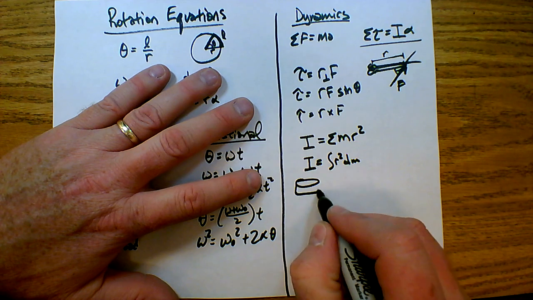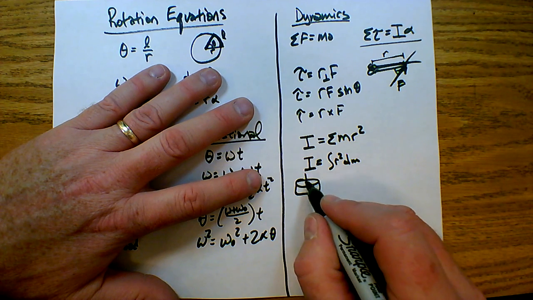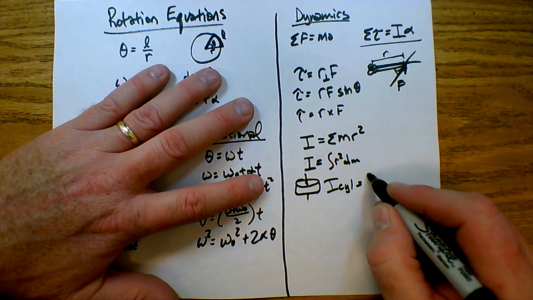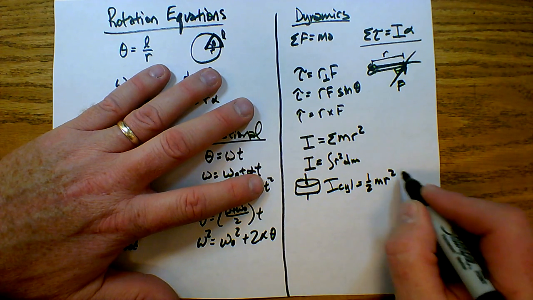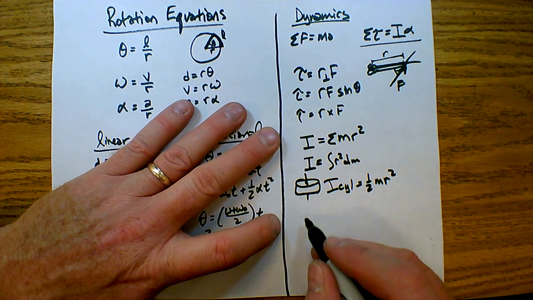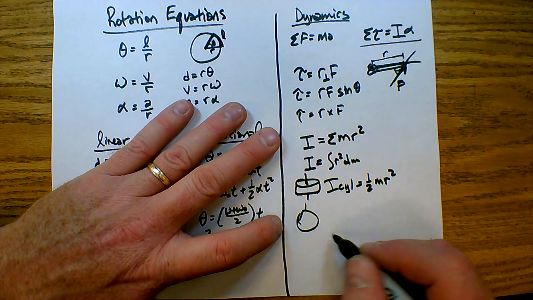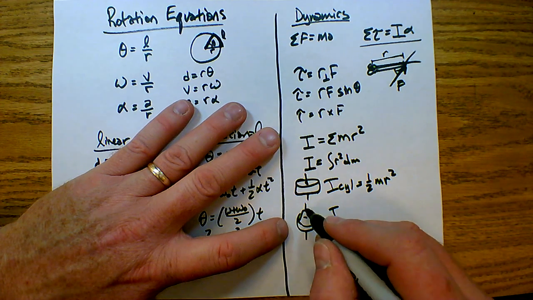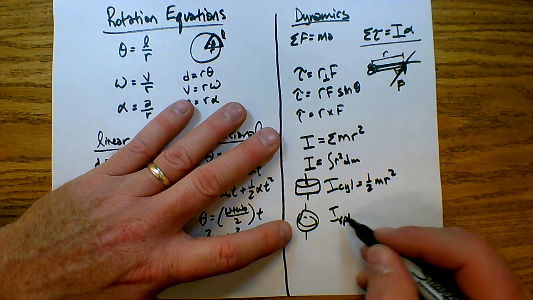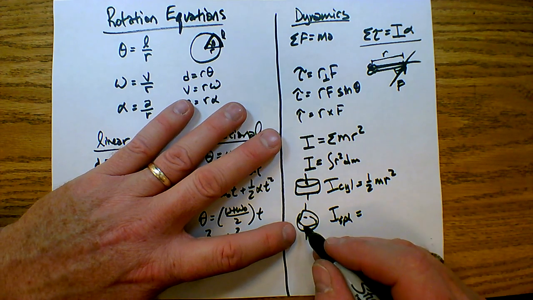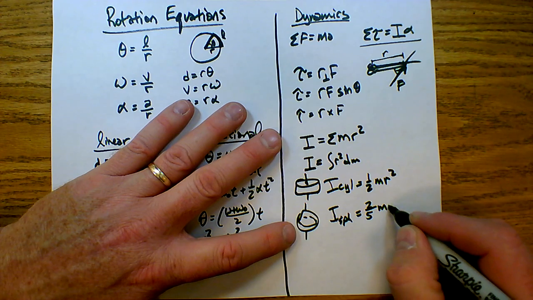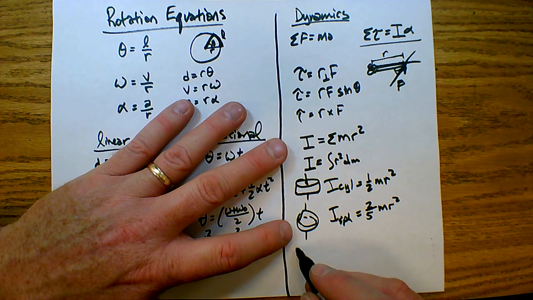So we had a cylinder with an axis passing through the center, and that one is 1/2 m r squared, for a cylinder of mass m and radius r. We had a solid sphere, so not a very good drawing of a sphere there, but trying to make it look like a sphere. The inertia of a uniform solid sphere with axis passing through the center is 2/5 m r squared. Then we learned one for the ring.